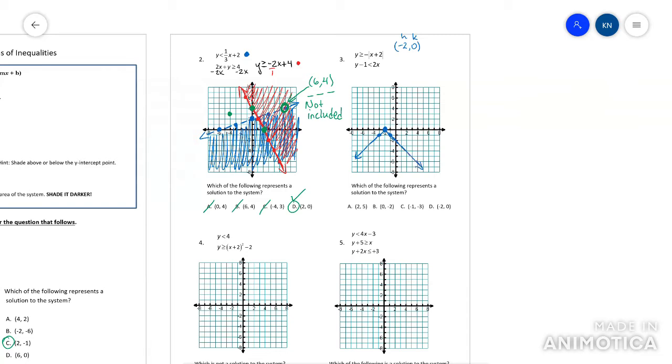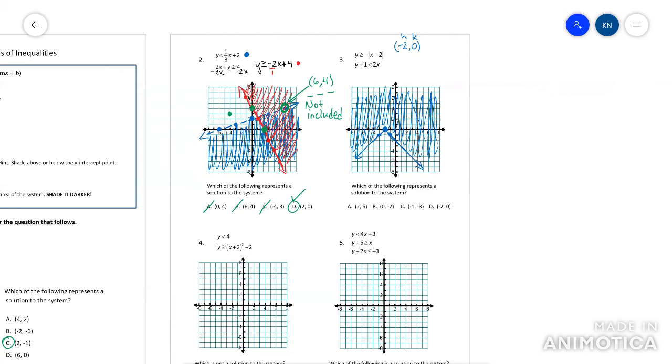So this is what this would look like. And then they say, I use the solid line because it's greater than or equal to, meaning it's everything above this V-shaped line. All of this. Okay, next up would be my second line.